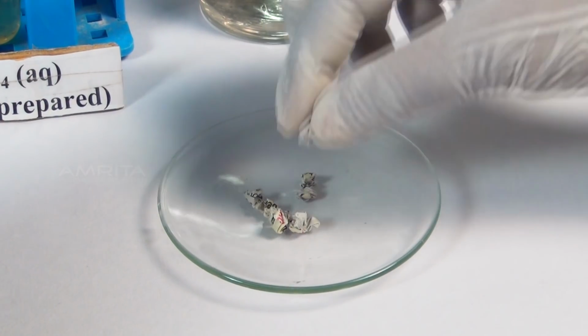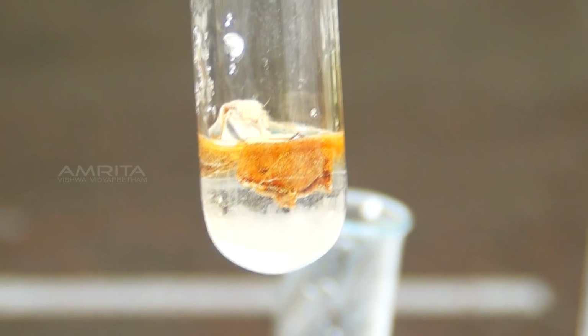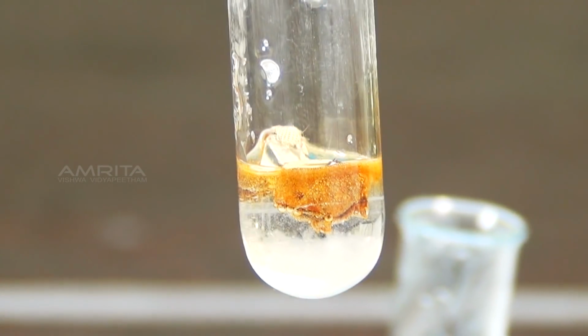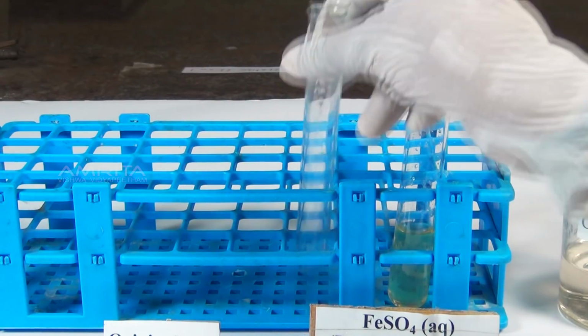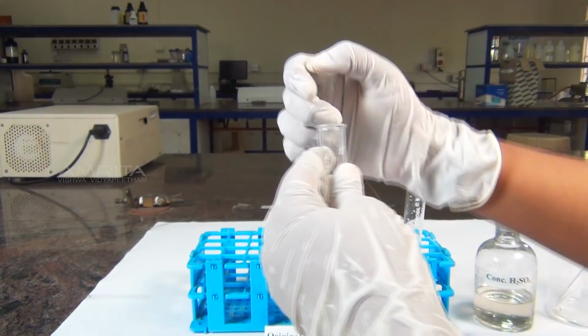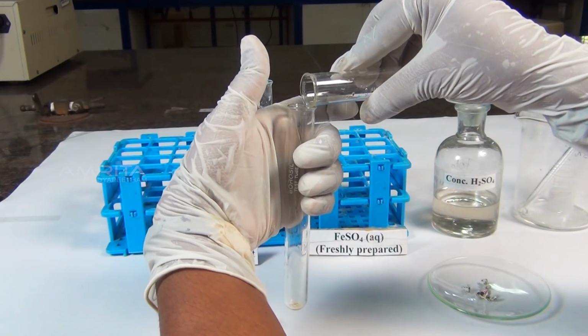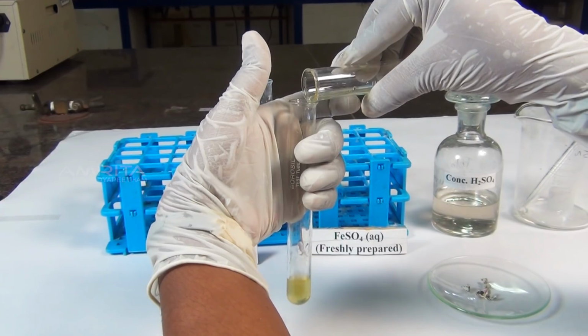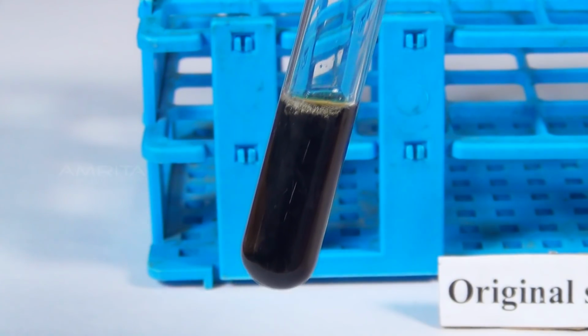Now, add small paper pellets into the test tube. The paper pellets reduce nitric acid to reddish-brown gas of nitrogen dioxide, which has a pungent smell. Cover the test tube containing salt with an empty test tube and collect the gas. Now, pour some ferrous sulphate solution to the test tube filled with gas. Ferrous sulphate reacts with nitrogen dioxide to form a black coloration.